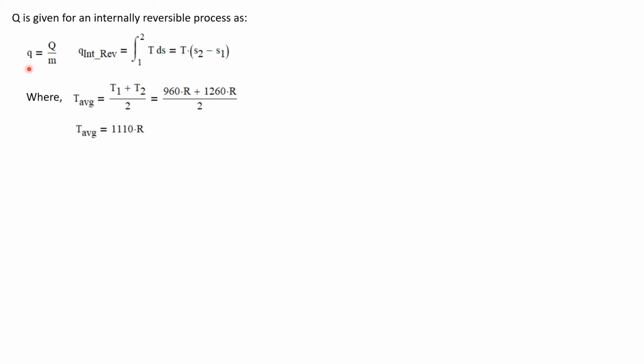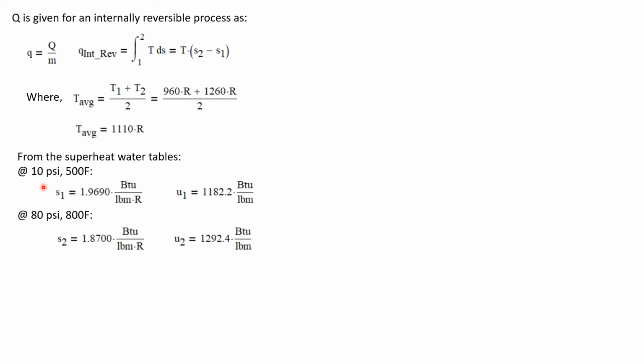So let's do everything with small letters. So q is just the heat transfer per unit mass. And we know that the heat transfer for an internally reversible process is the integral from state 1 to state 2 of T ds. Now, since we're using the average temperature to calculate the area under the curve, we can say that that's just T times the change in specific entropy. Now, the average temperature is just T1 plus T2 over 2, and that's 960 R plus 1260 R over 2. So we end up with an average temperature of 1,110 degrees R.